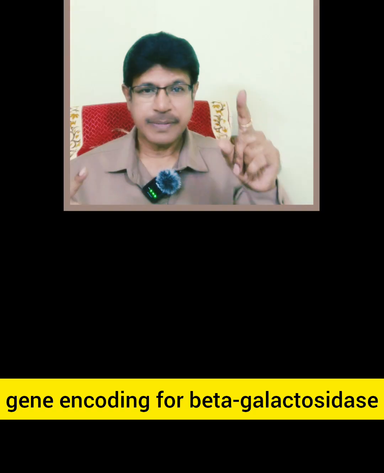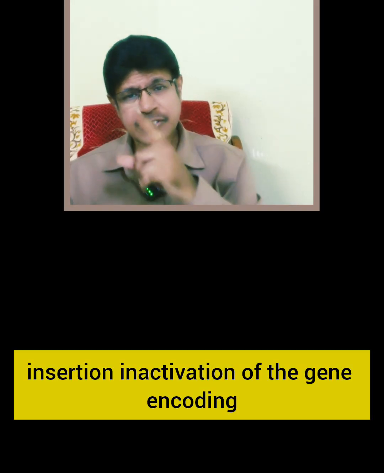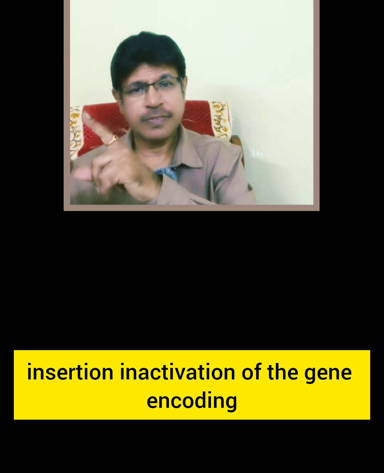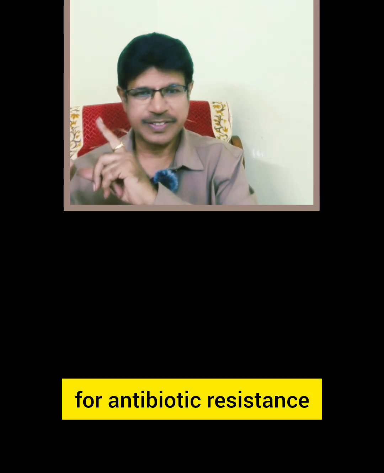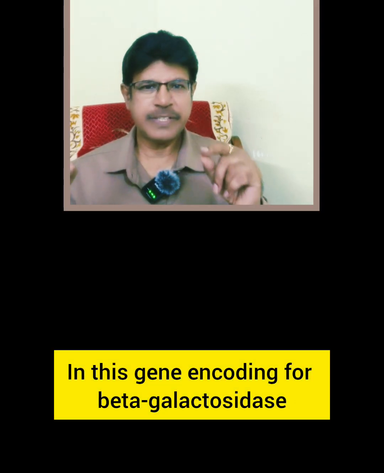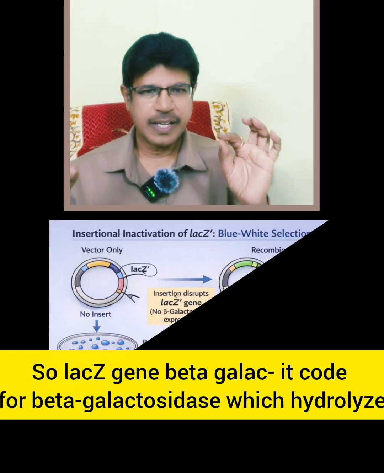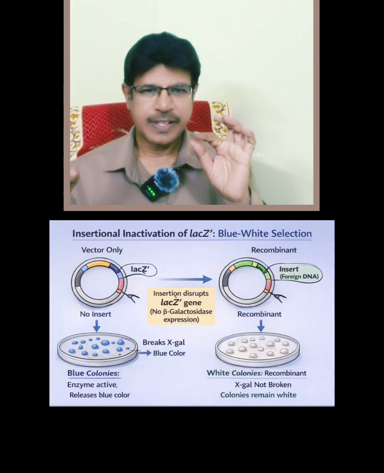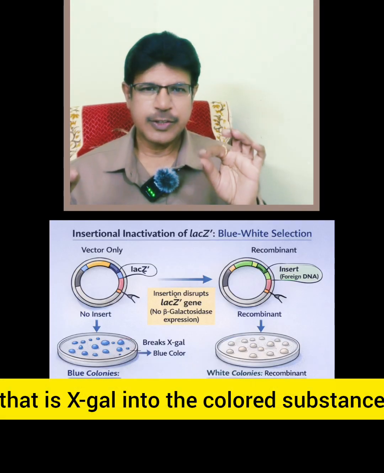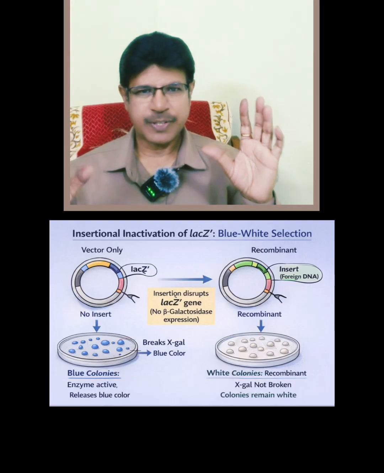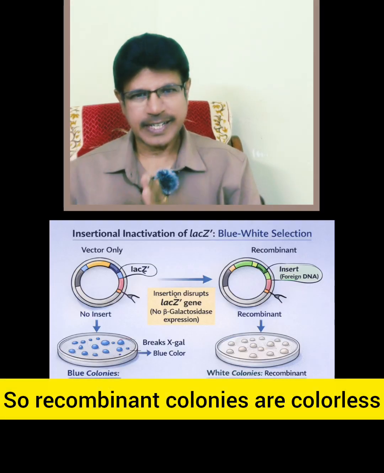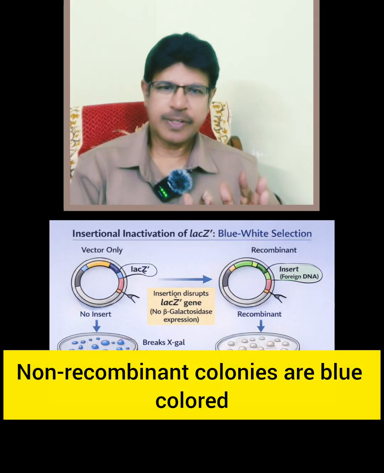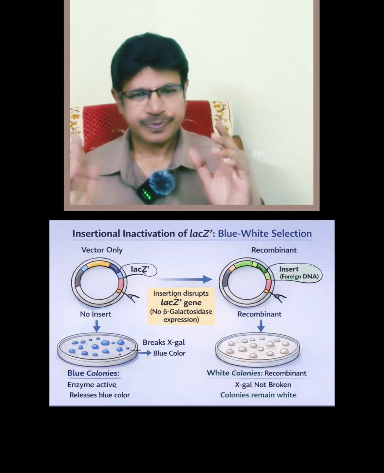encoding for beta-galactosidase. Earlier, it was insertional inactivation of the gene encoding for antibiotic resistance. In this case, it is the gene encoding for beta-galactosidase. So the lacZ gene codes for beta-galactosidase, which hydrolyzes X-gal into the colored substance. So recombinant colonies are colorless. Non-recombinant colonies are blue colored.